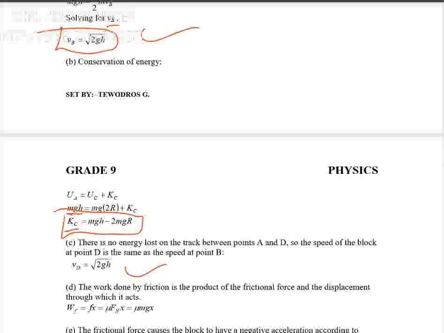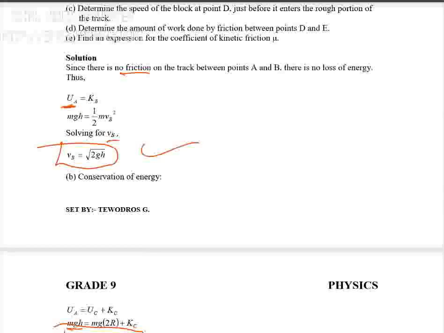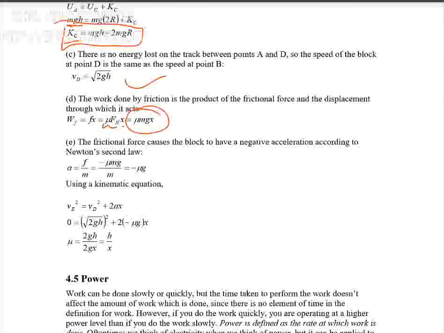Therefore, first to determine the force, work done is equal to frictional force times x, and frictional force is equivalent to mu times normal force, and the distance from A to B is x, therefore times x. And finally, you can get this value. And this is the equation which you use to determine the work done by frictional force. Find the expression for the coefficient of kinetic friction, mu. We can derive it from this equation.